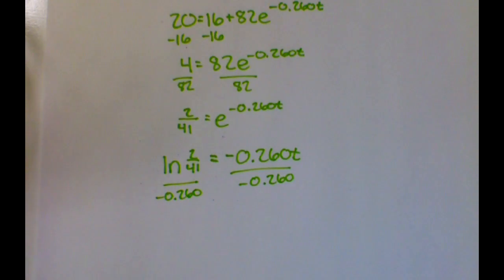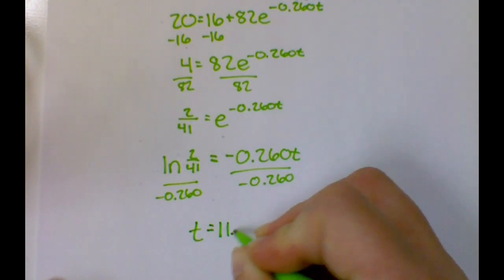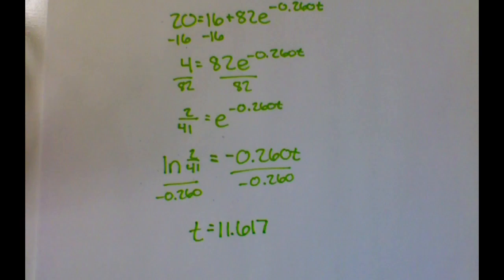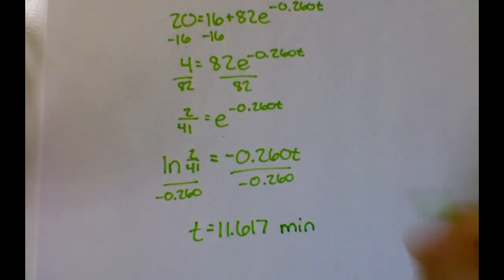And now it's a calculator problem. Type in natural log of 2 over 41, and then divide that by negative 0.26. We get that t is about 11.617. Now we need to figure out what that label is. Well, lowercase t is in minutes. It'll take 11.617 minutes for that egg to cool.